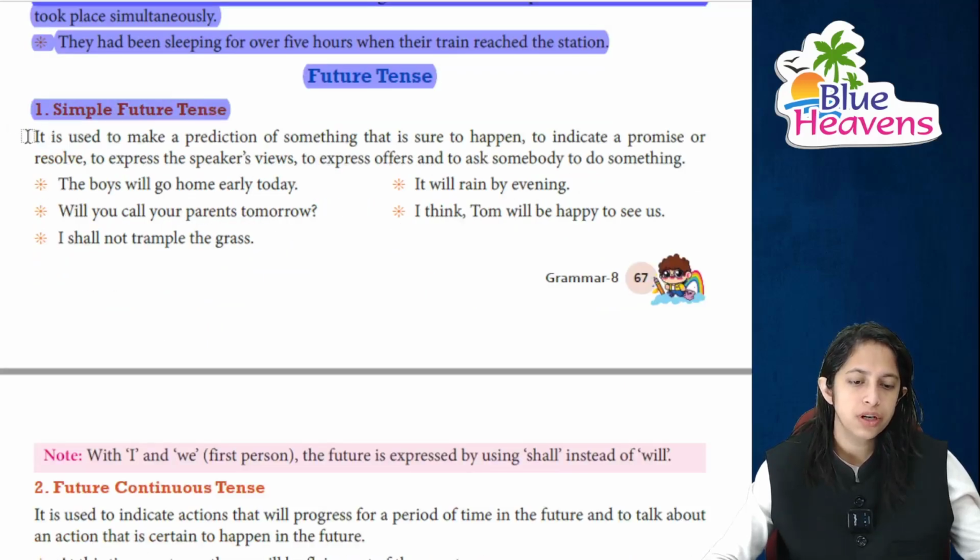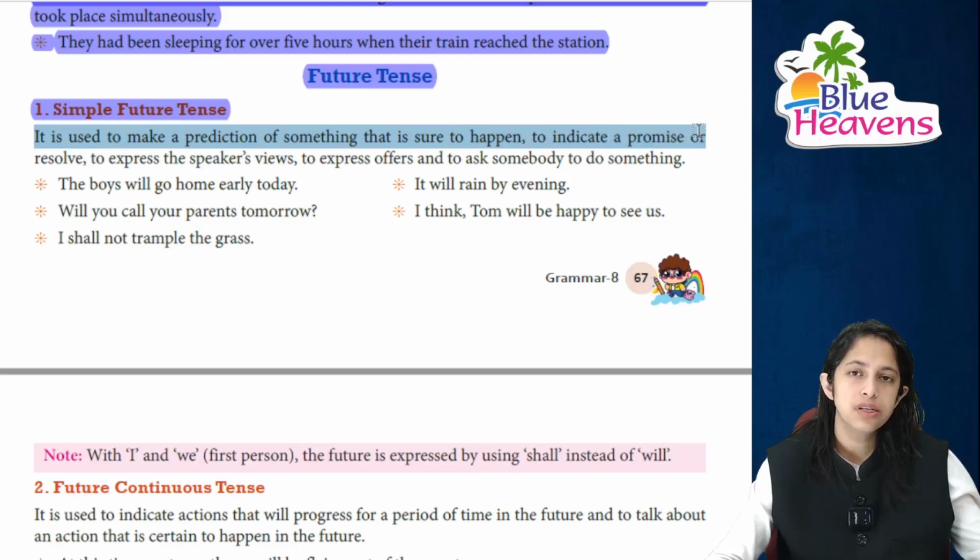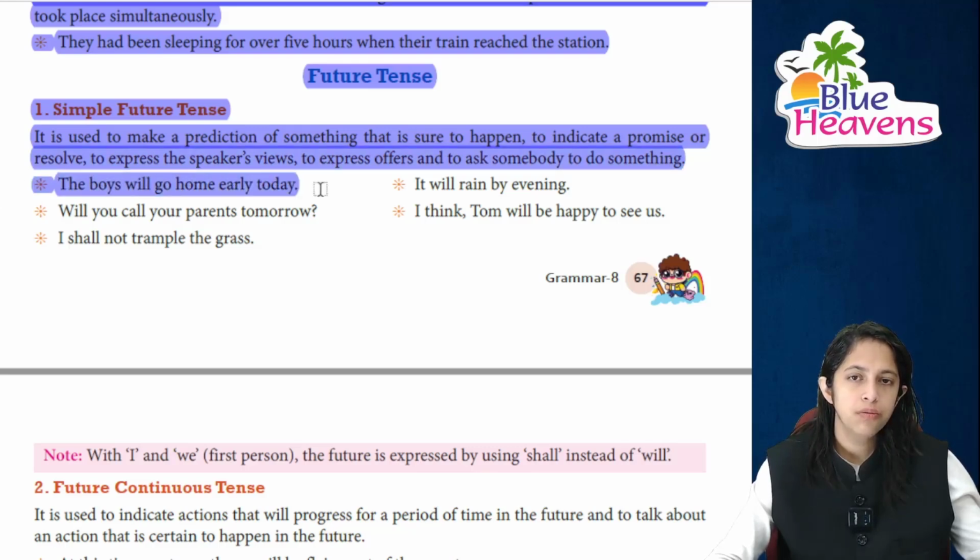First is simple future tense. It is used to indicate the prediction of something that is sure to happen. Of course, it indicates a promise or resolve, to express the speaker's views, to express offers, and to ask something or somebody to do something.